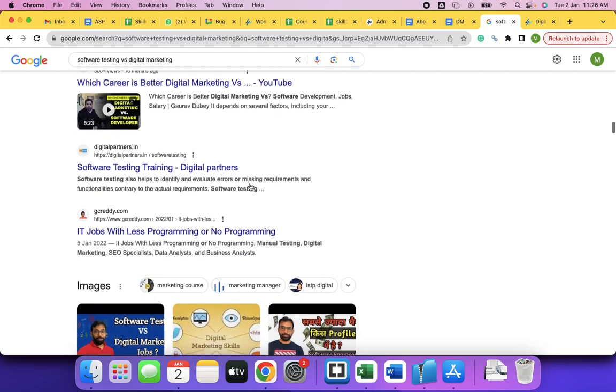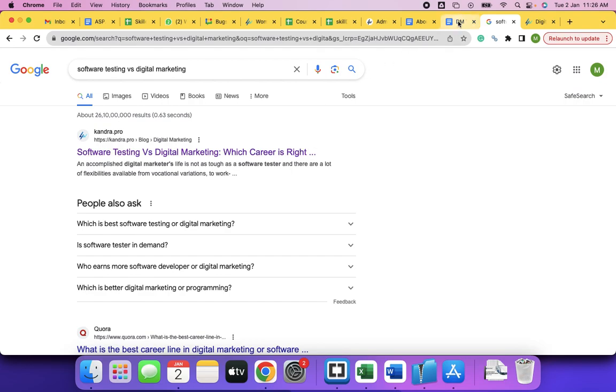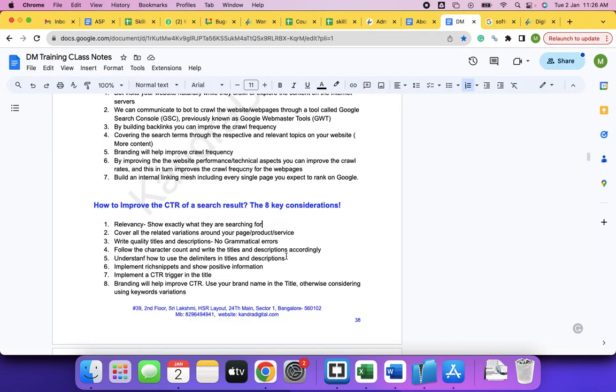We'll be discussing the do's and don'ts in writing the titles and descriptions. For now, you just remember it has to be within the character limit. Follow the character count and write the titles and descriptions accordingly. Understand how to use the delimiters. People use semicolon, people use comma, people use these kinds of characters which actually take lots of space. You all know how a comma looks, correct? Alphabet A takes only one character, but a comma takes multiple pixels. It's actually measured in terms of pixels.